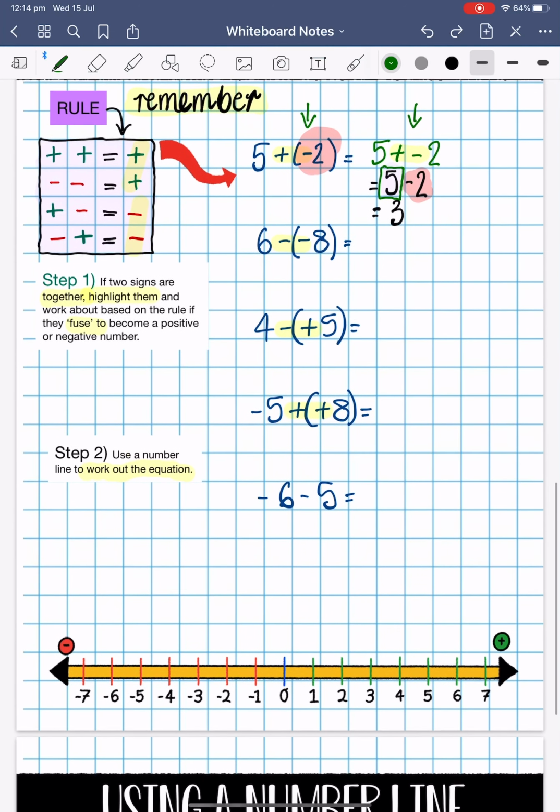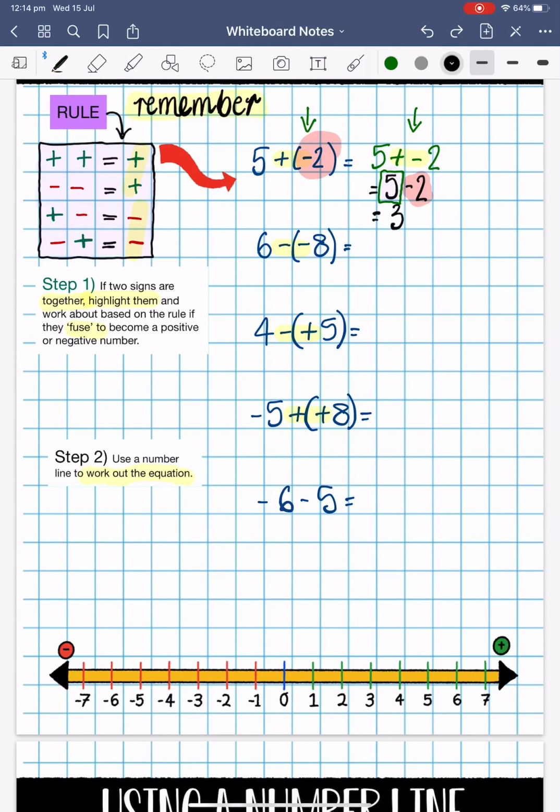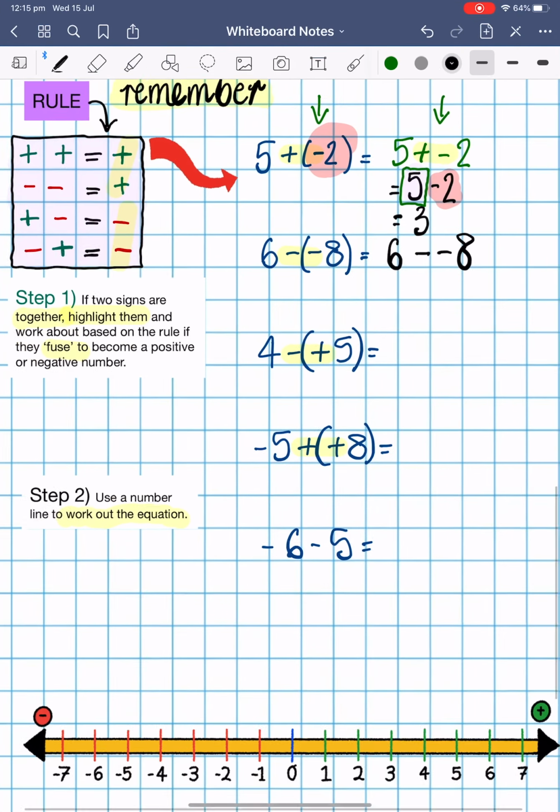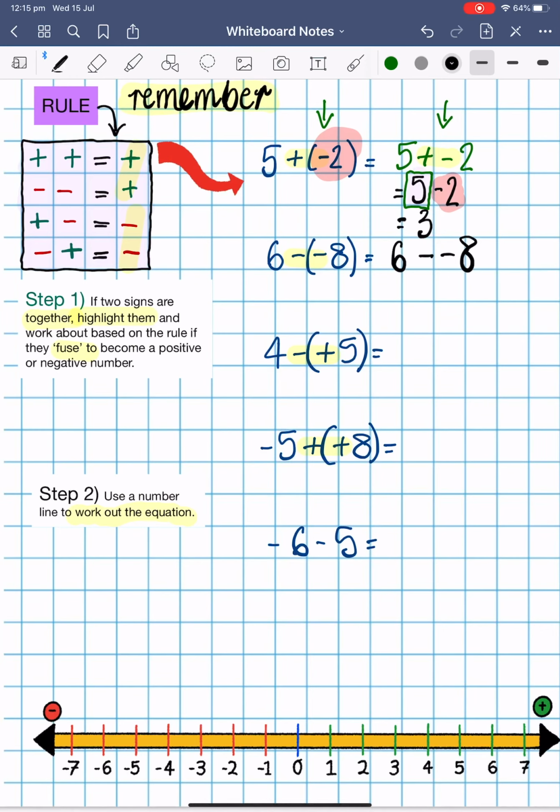Let's do the next one. So 6 take away negative 8. I'm going to rewrite the equation. So remember, this is exactly the same as this, okay? Some books will write it differently. Now, if you look over here at step 1, it says if two signs are together, we need to highlight them. Now, when two negatives are together, they make a positive. So it becomes 6 plus 8, okay? And that equals 14.